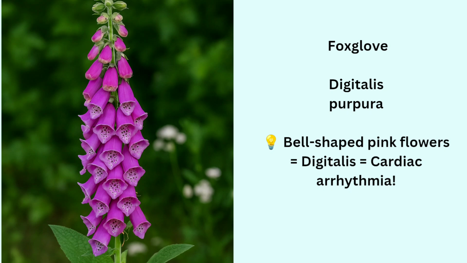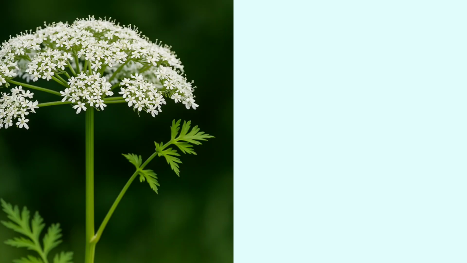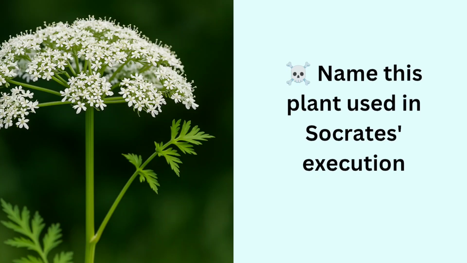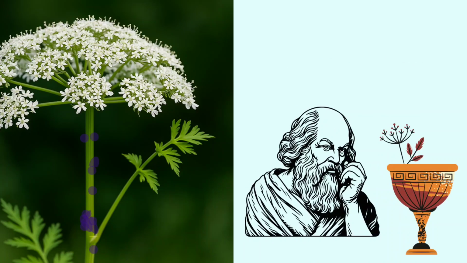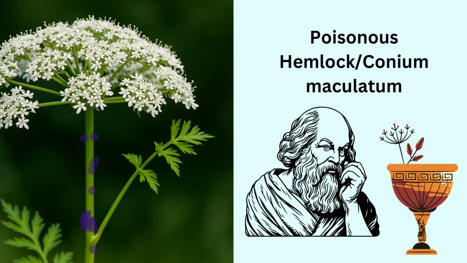The next one is a white flower plant. These are umbrella shaped flowers in clusters, and it is very commonly known for Socrates' death. It's also known as blood of Socrates because the stem has some purple stains over it, right? It has a toxin, coniine, which is a neurotoxin causing ascending muscular paralysis. Socrates died due to respiratory failure. There's no antidote for this.